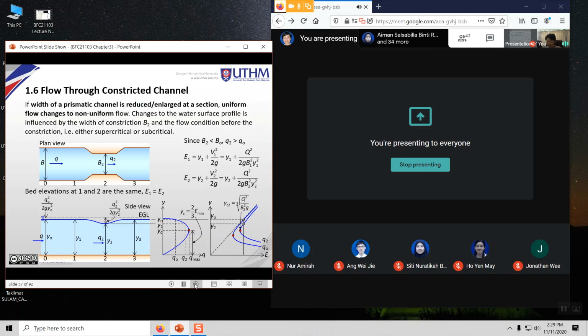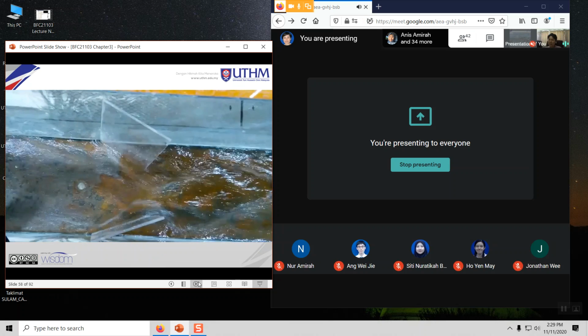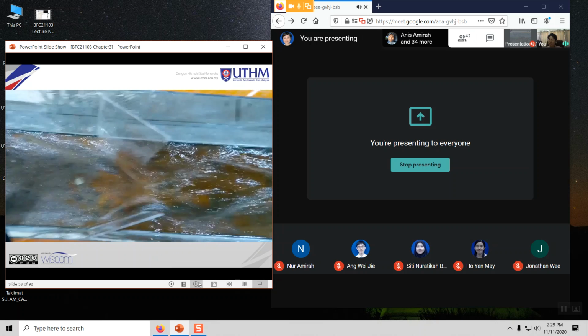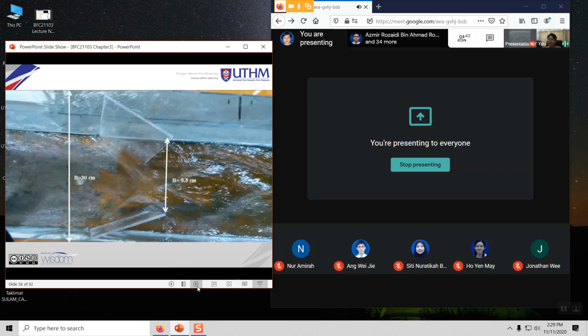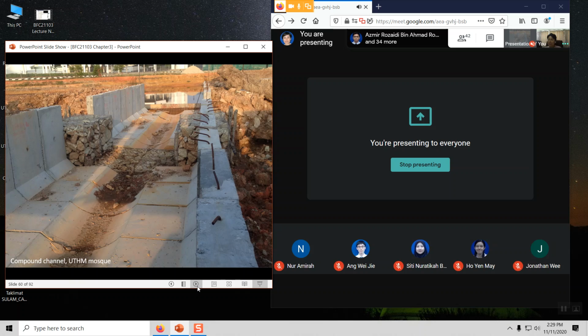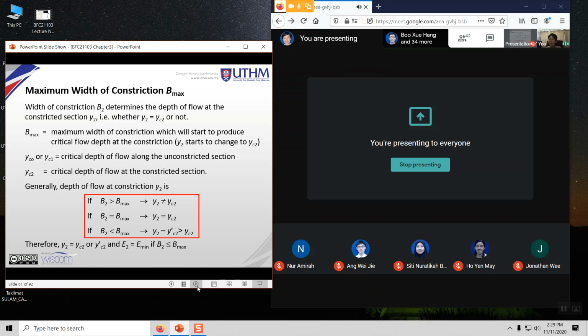Now, I did explain a few slides already, flow through constriction. These are the examples. I think I've gone through this. Now, yesterday we learned about H min, that means the minimal height where critical flow would occur. In today's class, we are going to learn about B max.